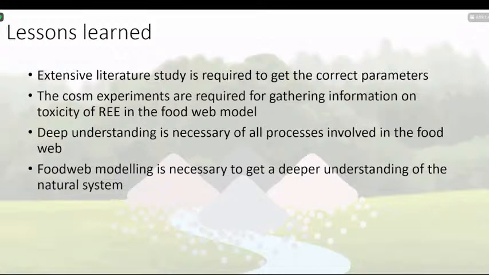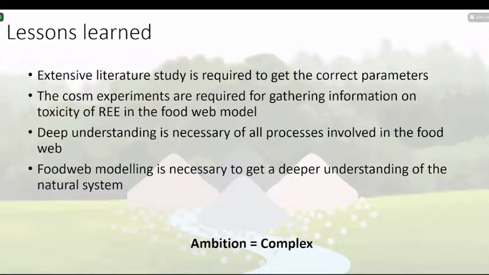I also learned that a deep understanding is necessary of all processes involved in the food web. As I said before, modeling is multidisciplinary. Some of these, I struggle a lot with chemistry. That shows up in my model. And also food web modeling is necessary to get a deeper understanding of the natural system. So it's all linked together.